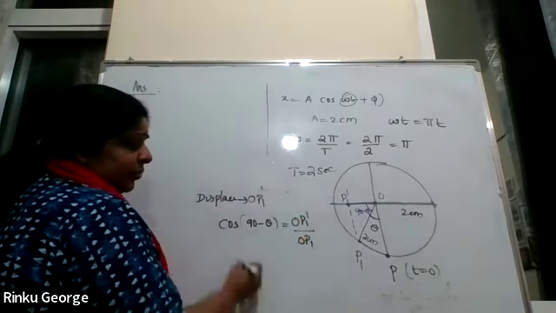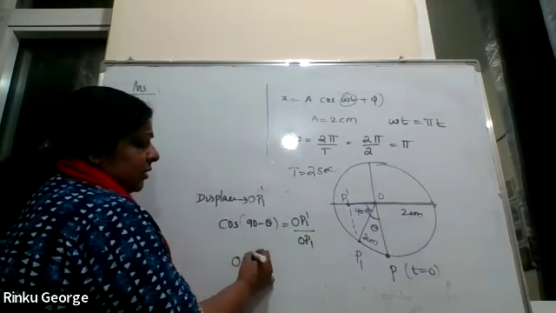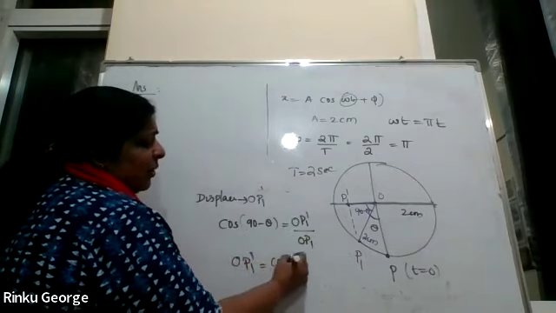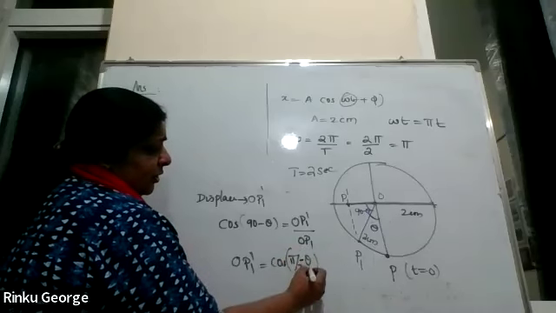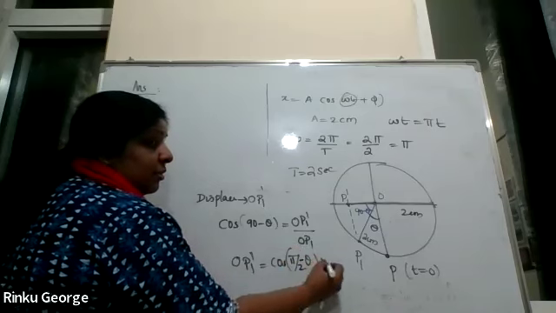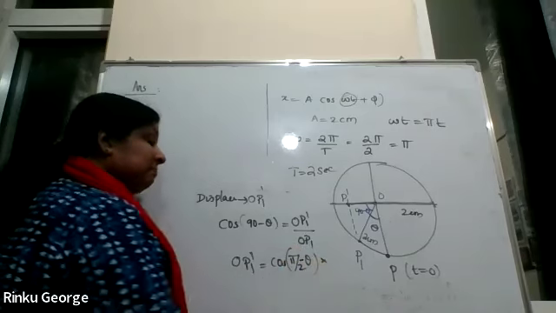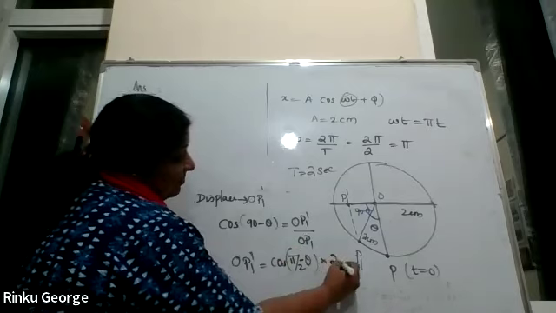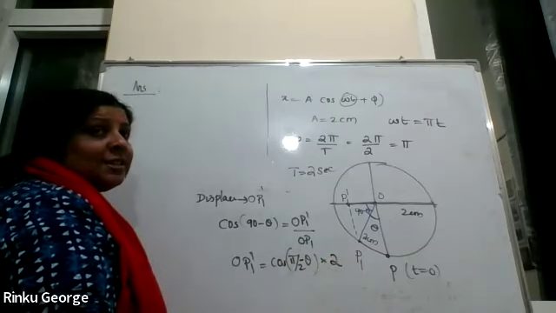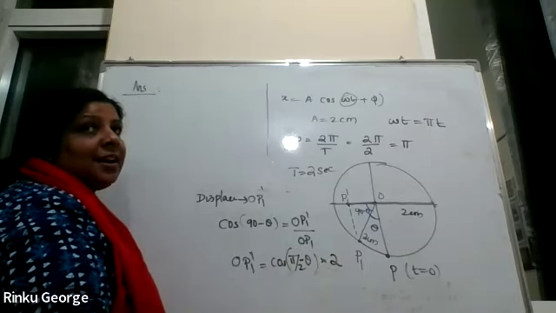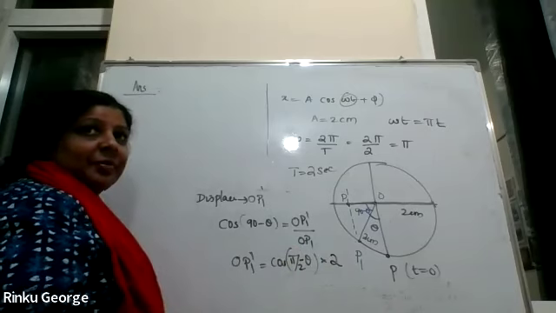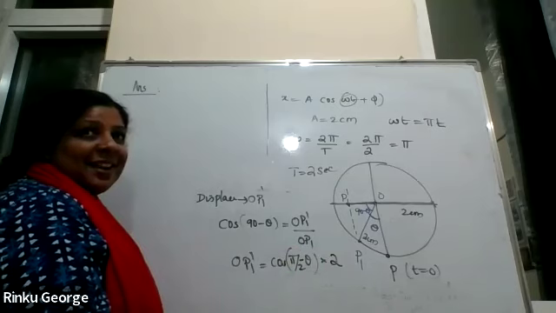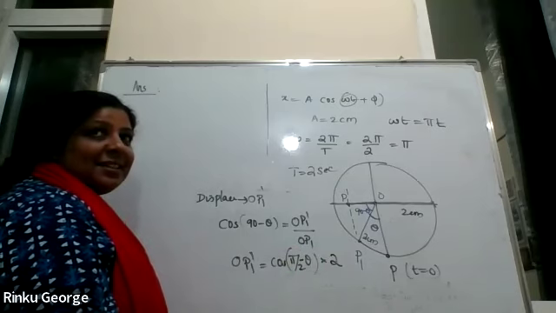The hypotenuse is OP1, which is 2. So OP1 dash is equal to 2 times cos of pi by 2 minus theta. Pi by 2 is 90. Cos of 90 minus theta is sin theta.